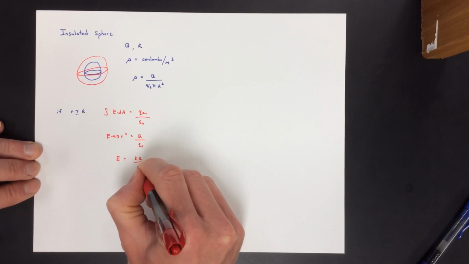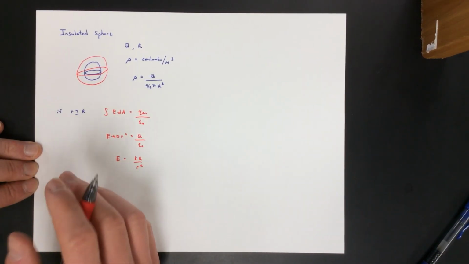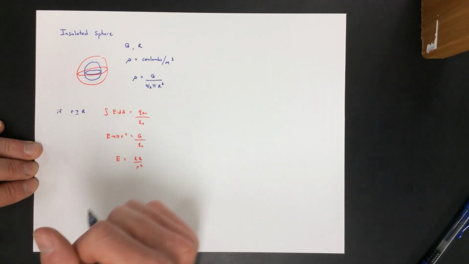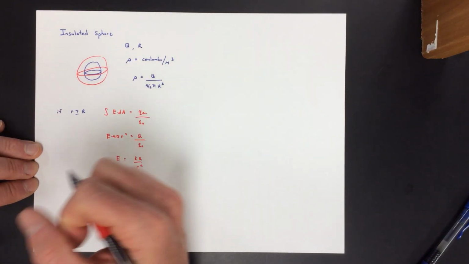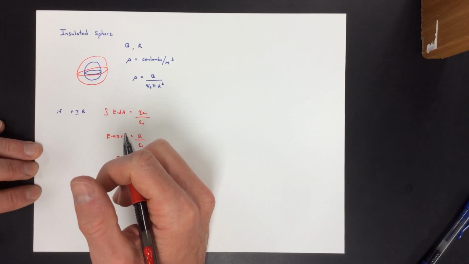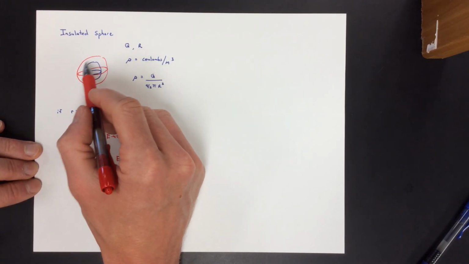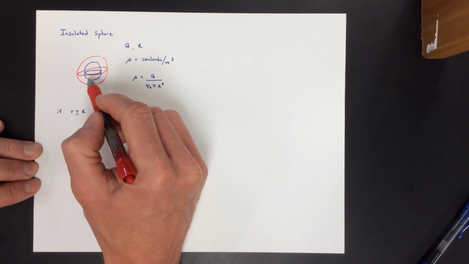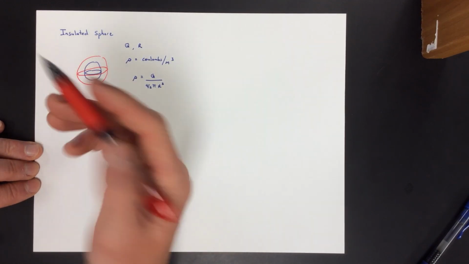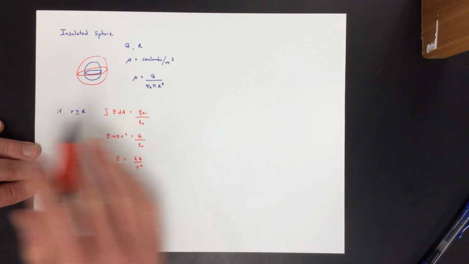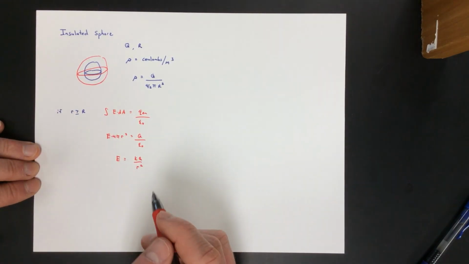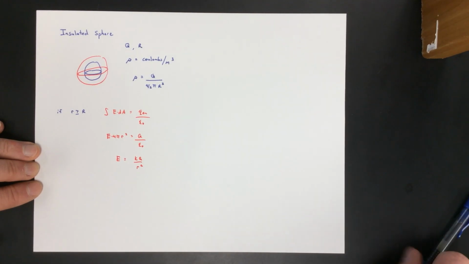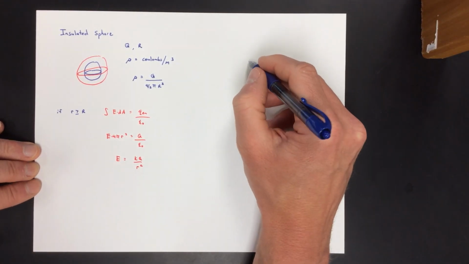KQ over r squared. Again, if you're interested in the electric field outside an insulated sphere, it's the same as outside of a metal sphere, which is the same as a point charge. Okay, it doesn't matter if the charges are all on the outside, like metal, or they're evenly distributed throughout the volume, like an insulator. Insulator being a substance where the electrons aren't free to necessarily move. You just get a point charge, meaning the electric field is proportional to 1 over r squared. Now, what about the inside?